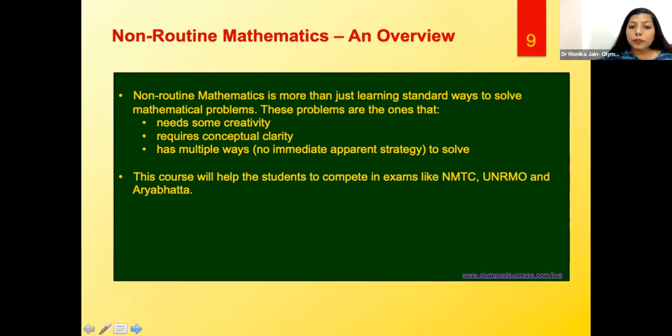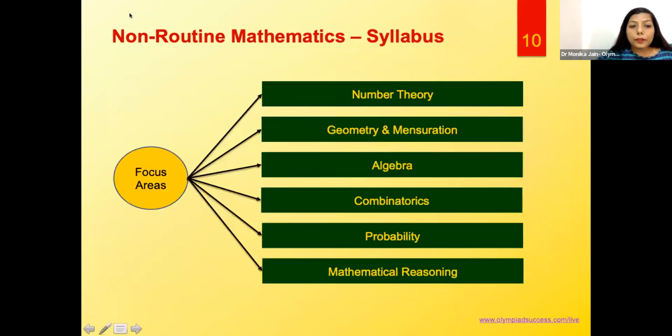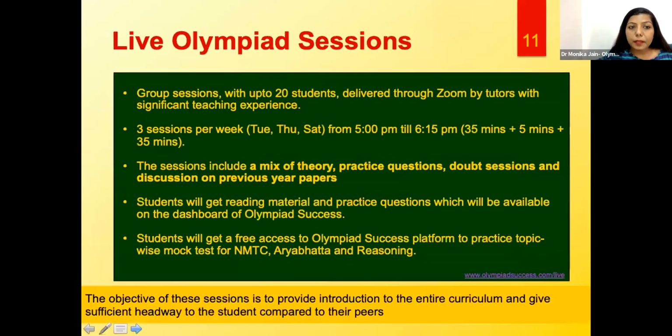Now, this particular course is going to help you to compete in exams like NMTC, RMO, and Aryabhatta. Ma'am has already told you a little deeper about this. The focus areas in this non-routine mathematics course would be number theory, geometry and mensuration, algebra, combinatorics, probability, mathematical reasoning. Classes are going to be group sessions with a batch size of around 20 students delivered through Zoom by seasoned tutors.